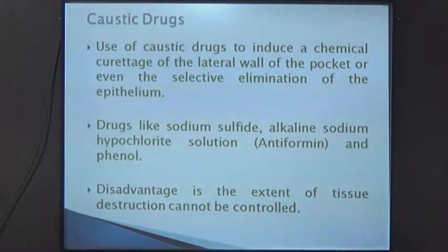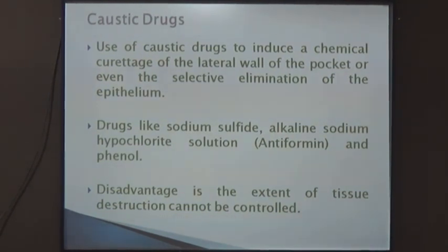Then, drugs like sodium sulfide, alkaline sodium hypochlorite solution, and phenol, these can be used. They can give in the MCQ the caustic drugs used for chemical curettage: either sodium sulfide, alkaline sodium hypochlorite solution, otherwise known as antiformin, and phenol. These are the drugs. Okay?